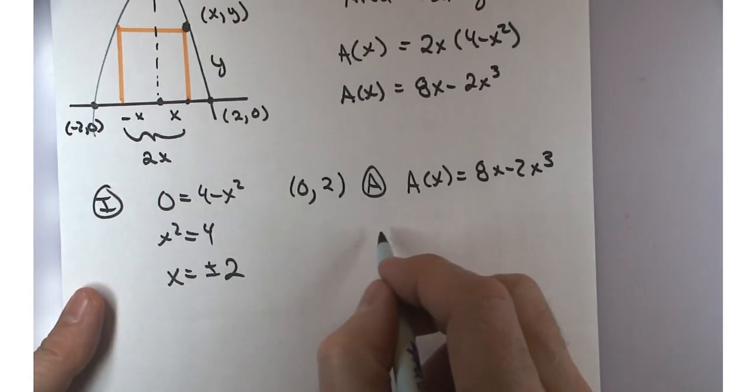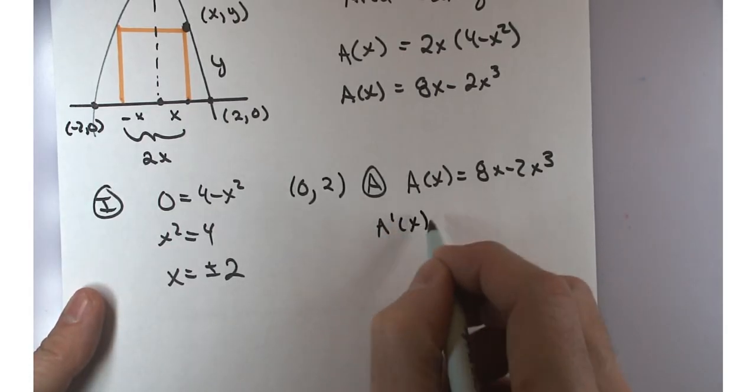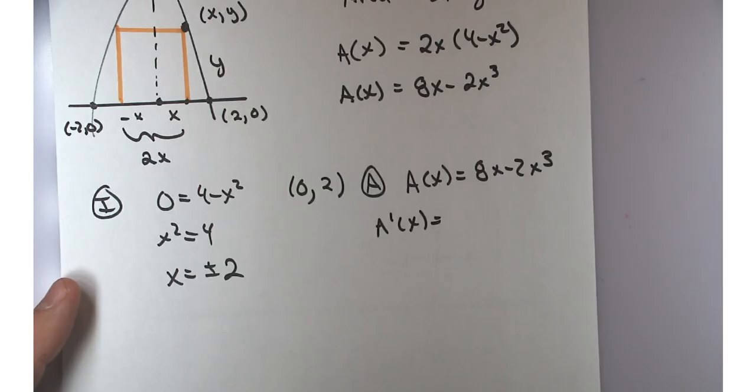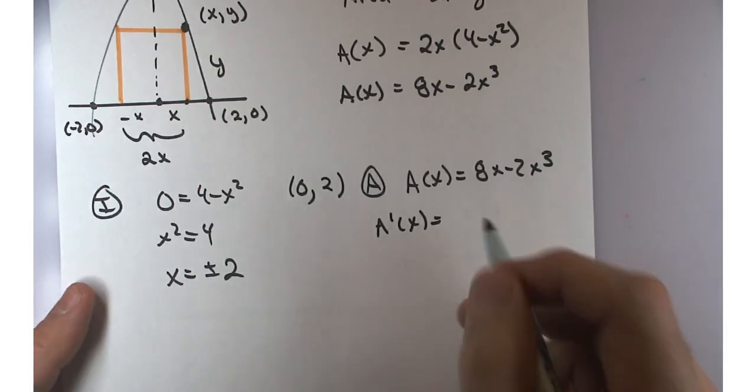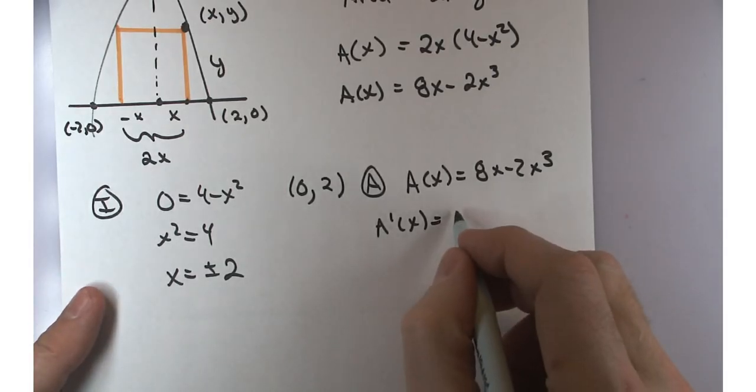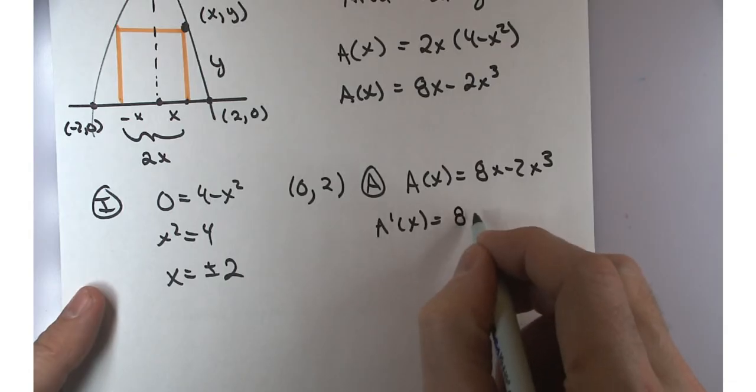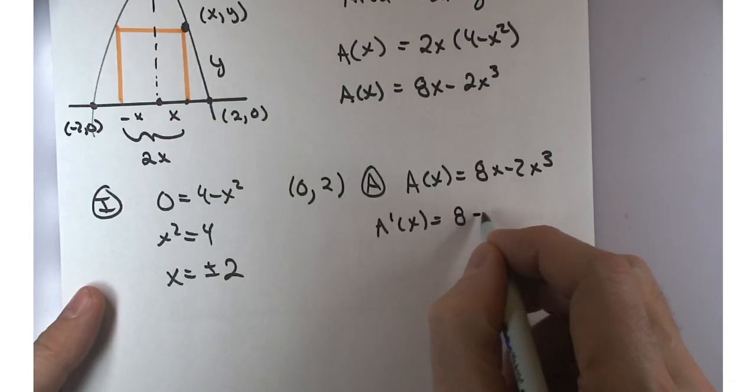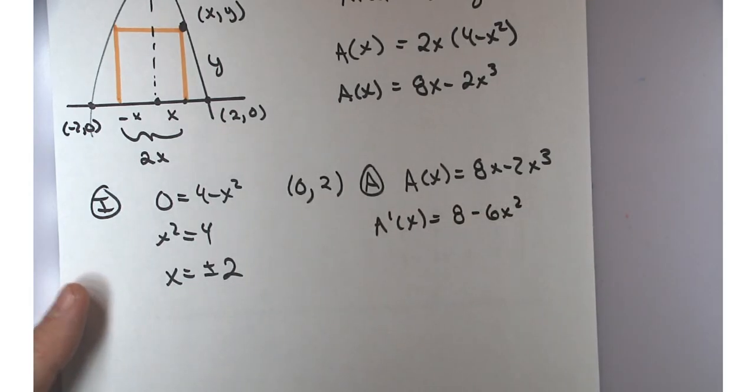So right now, derivative, that's pretty easy. This is just a nice cubic function. What's the derivative of A? Awesome, thank you. 8 minus 6x squared. Nice. So that's the derivative.